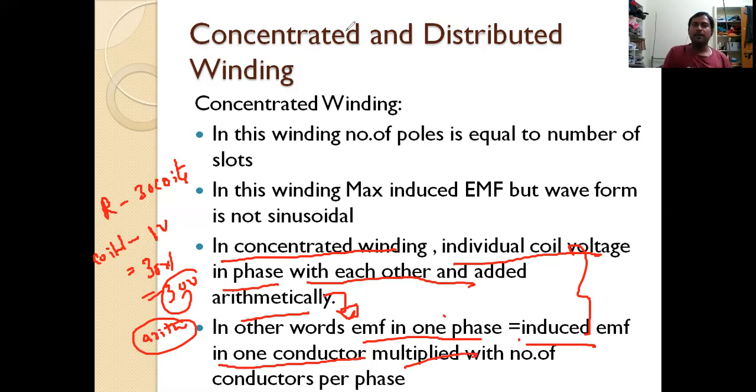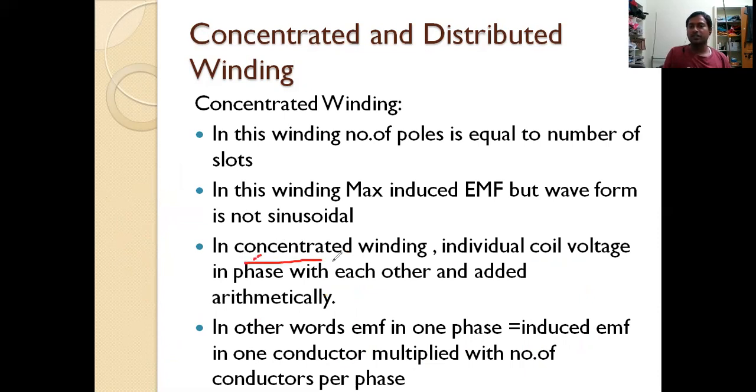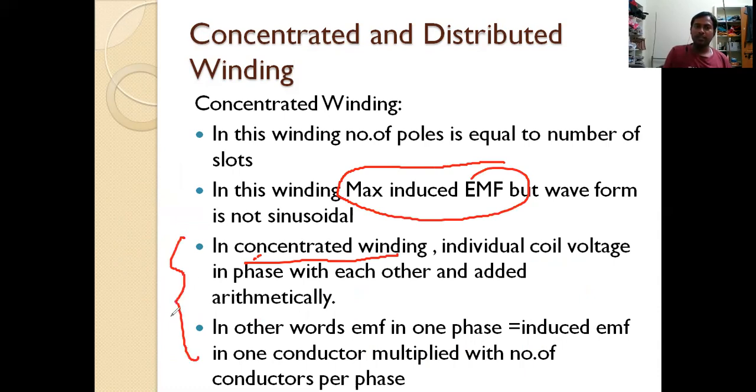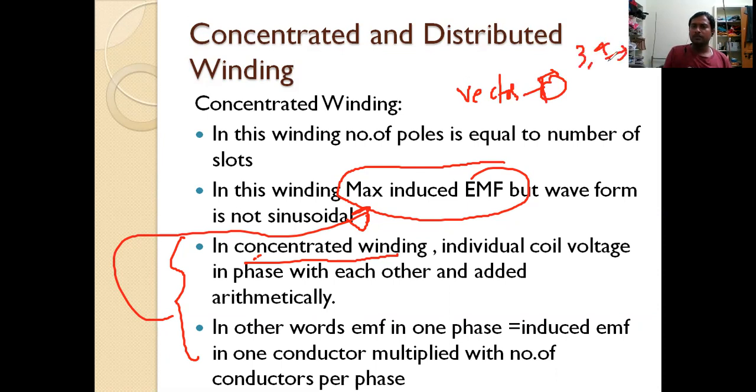So that is the induced EMF in a concentrated winding. That's why the induced EMF will be maximum. These two points will represent how the induced EMF will be maximum. But in the distributed winding, this will be a vector sum. Vector sum is nothing but, for example, I'm taking 3 and 4. The arithmetic sum of 3 and 4 is 7. But the vector sum of 3 and 4 is the square root of 3 square plus 4 square, which is equal to 5.